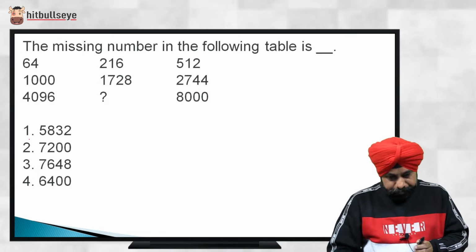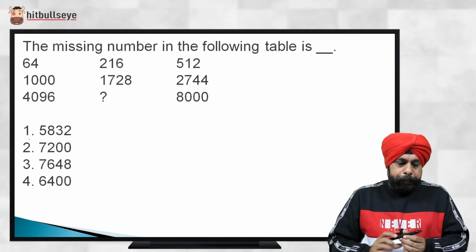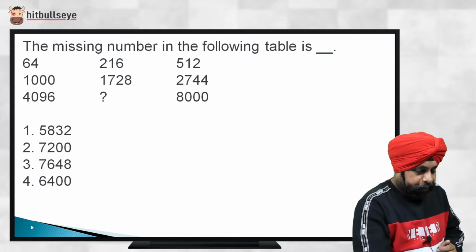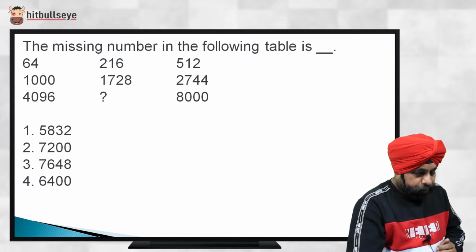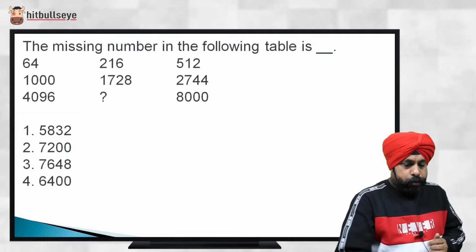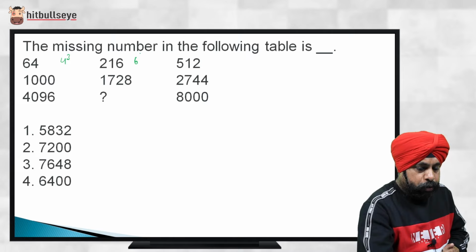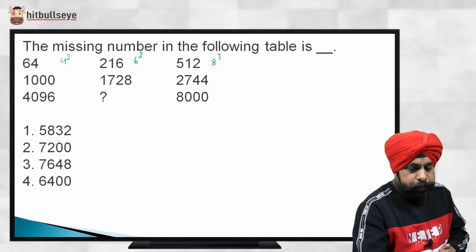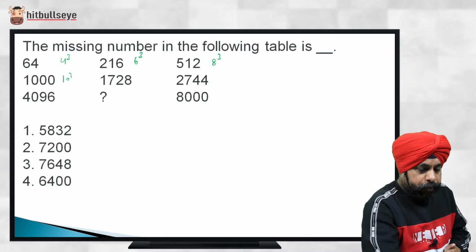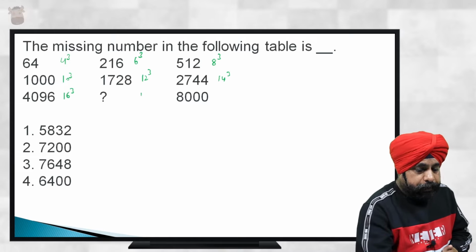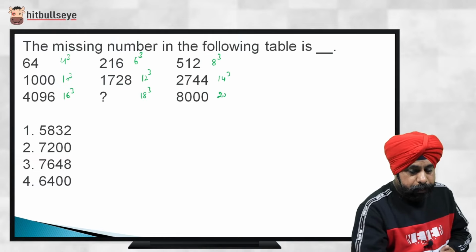Moving on. The missing number, people, so it was a 3 by 3 matrix. So just have a look carefully. I think people who have memorized what we told them is easy. So 64 is what? This is 4 cube, 216 is 6 cube, this is 8 cube, this is 10 cube, this is 12 cube, this is 14 cube. People, this is 16 cube, this is 18 cube, and this is 20 cube.